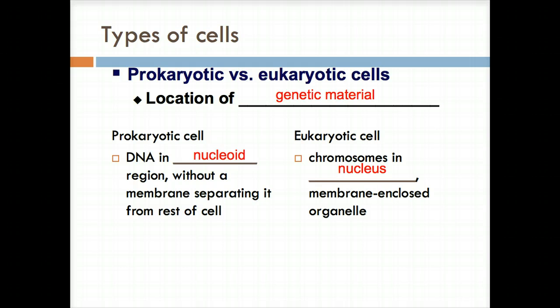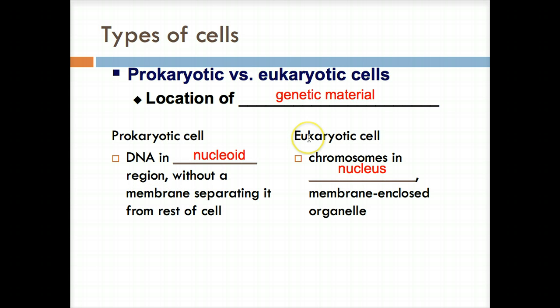There are 2 types of cells, the prokaryotic cell and the eukaryotic cell. Remember in Chapter 1, I referenced that pro means pre, karyo means nucleus, right, or a sac, versus eukaryote, so EU means true, karyote means nucleus. And the main difference between these 2 types of cells is the location of the genetic material. So in a prokaryotic cell, the DNA is found in this nucleoid region. Notice it's a region, right? It's not a sac, without a membrane separating it from the rest of the cell.